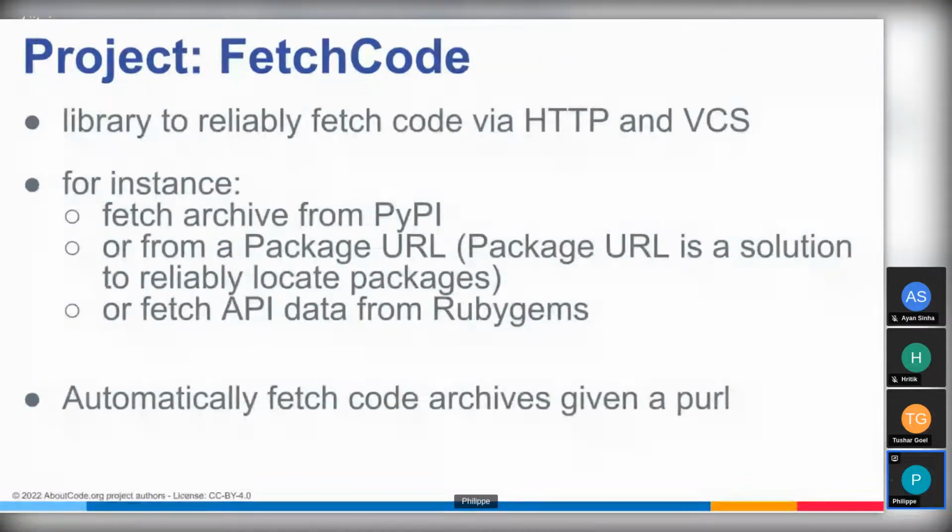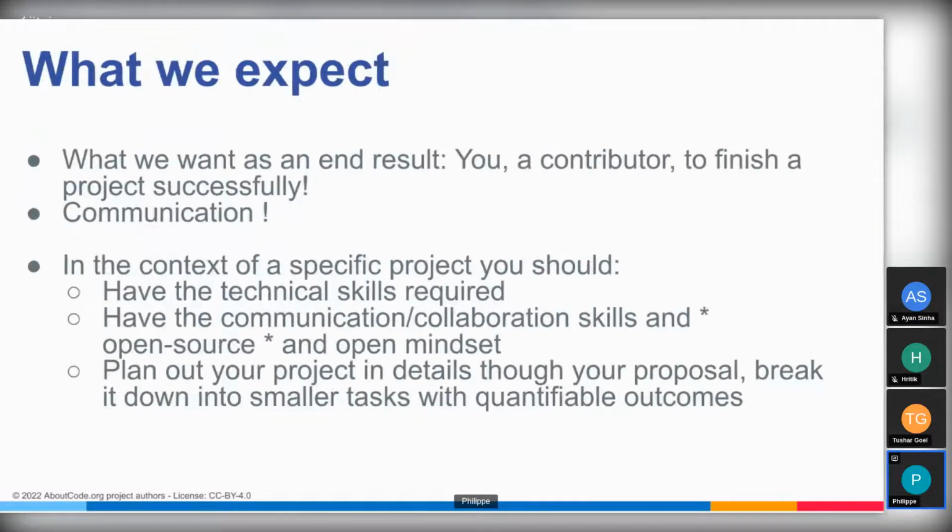Okay, so next is FetchCode. FetchCode is a library that's used to fetch code via HTTP and VCS. You can provide any HTTP, FTP, or VCS based URL, and you will get that code. And it can also fetch data from various package registries there. So basically, the goal of this project is to automatically fetch code archives. Like you will feed a PURL there, and it will automatically fetch code archives for you. So yeah, that's from my side.